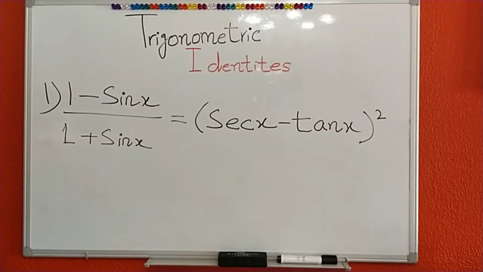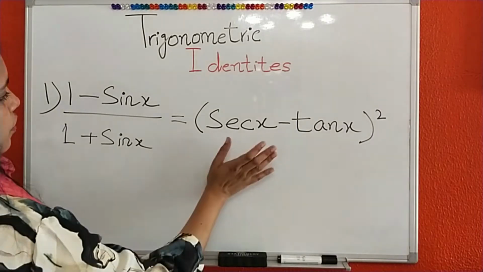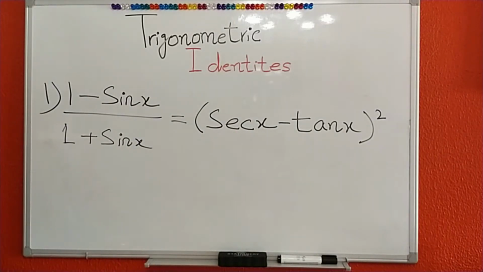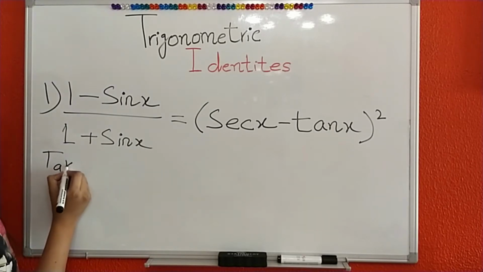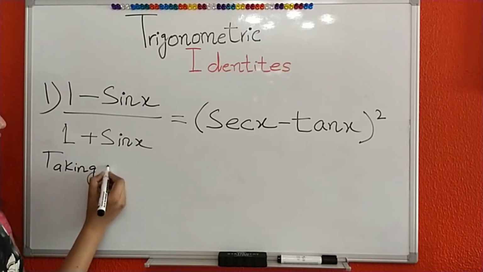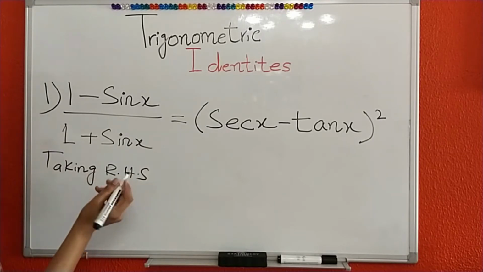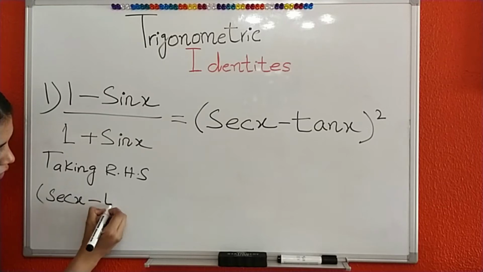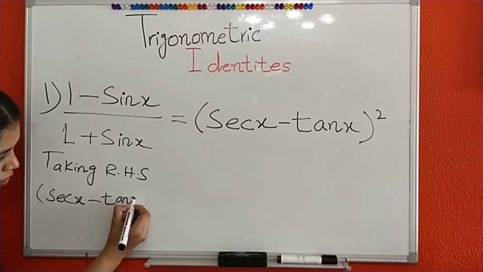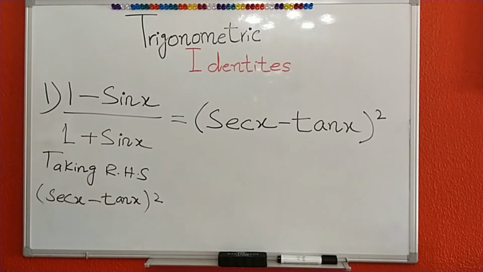Students, I have a complex question here and I can solve any side. I can convert the left side to the right hand side, or I can convert the right side to the left side. Now I am going to convert the right side into the left side. I'm just taking the right hand side. So what is the right hand side? It is (sec x minus tan x) whole square.